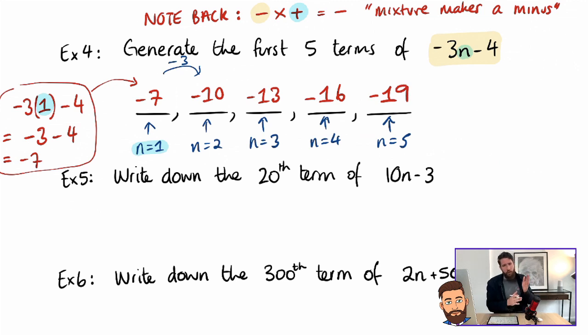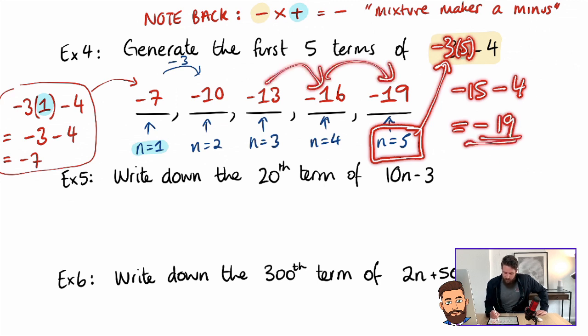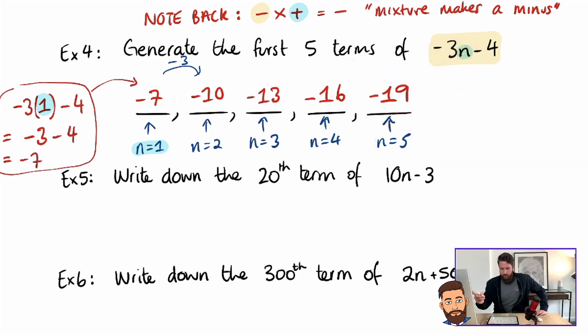And again, this only works when you're going from the first term to the second term to the third term, term by term. But let's just check if I was right. If I take n is 5 and put it into my nth term, minus 3 times 5 is minus 15. Minus 15 take away 4 is minus 19. So as you can see, going term by term, I got minus 19 a lot quicker by realising whatever is in front of the n is what the sequence is going up or down by. Okay, and we'll add that note later on. But it's something really important to spot.